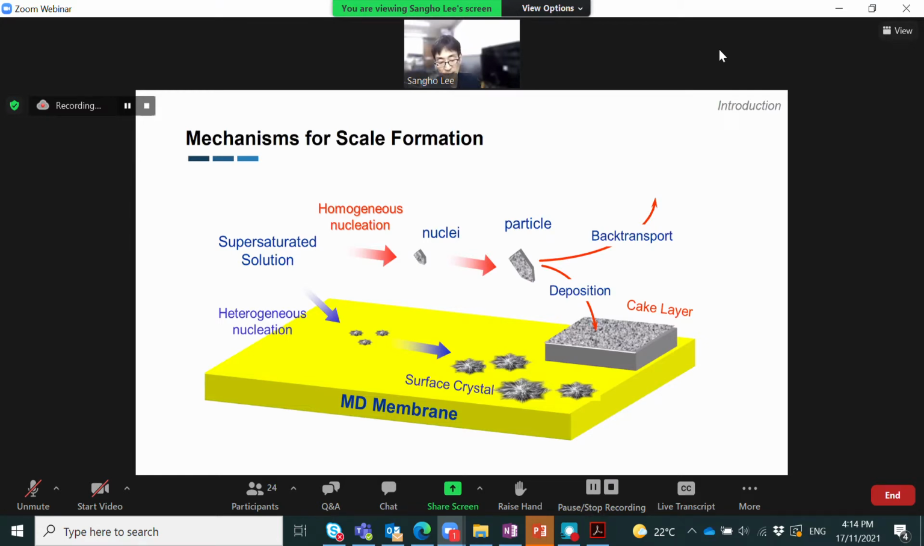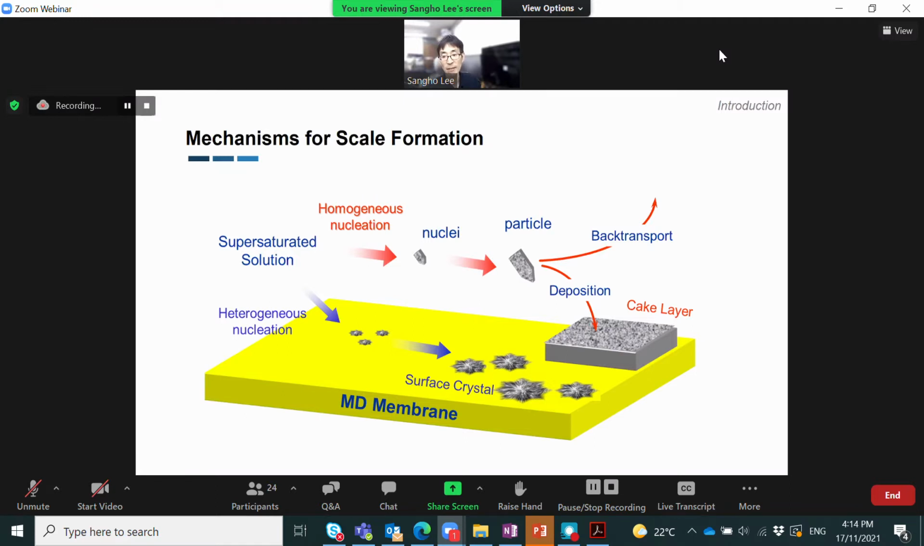The second pathway is heterogeneous nucleation, and in that case, the membrane surface acts as nuclei, so the crystal growth happens directly from the membrane surface. Eventually the surface crystals cover the membrane surface, and the membrane becomes impermeable, so that pore blocking happens. So these are two mechanisms of scale formation.